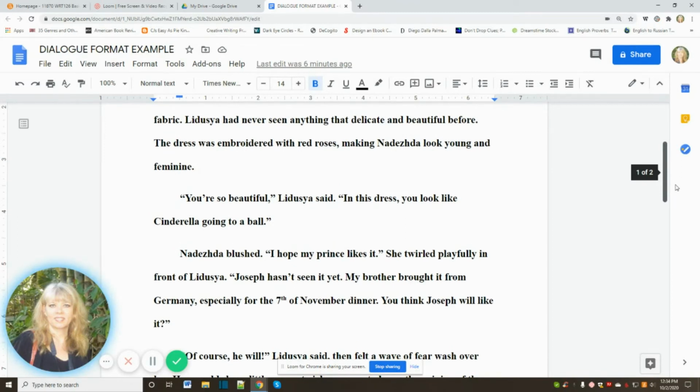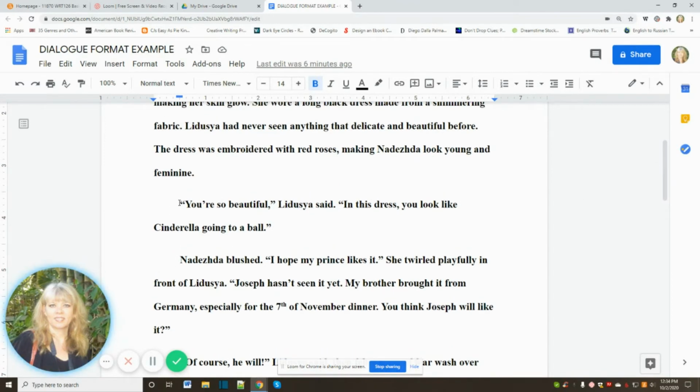Now let's take a look at punctuation. So the words that are spoken are put in quotation marks, like this one, "You're so beautiful," right? That's what she says. And then another line here, "In this dress, you look like Cinderella going to a ball." So that's also her words, the same person's words. So they go in that same paragraph. And because they're interrupted with the phrase Lidusia said, each of these phrases goes in its own quotation marks.